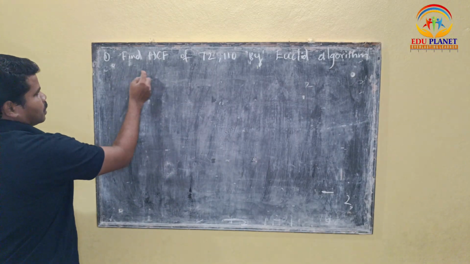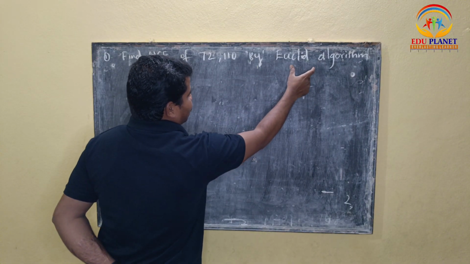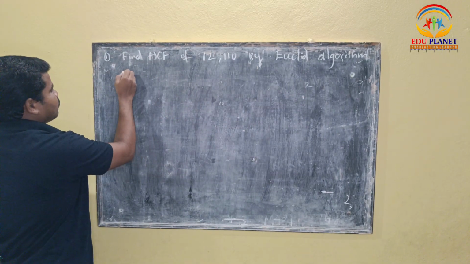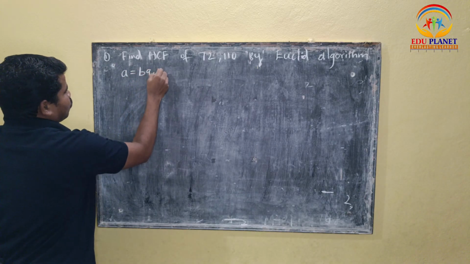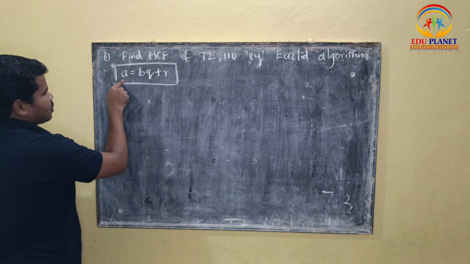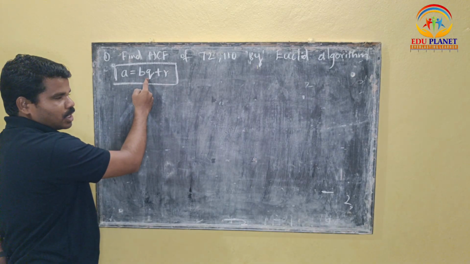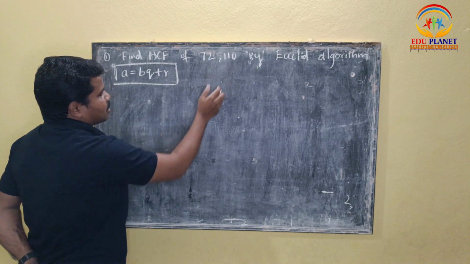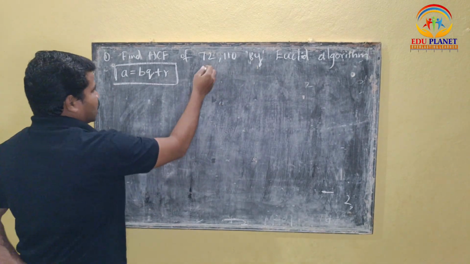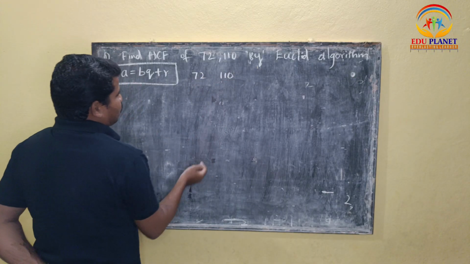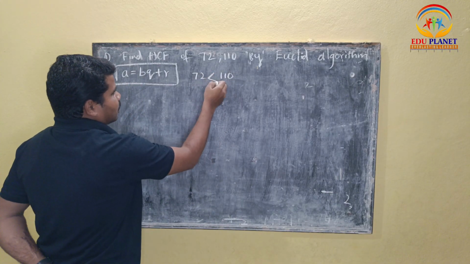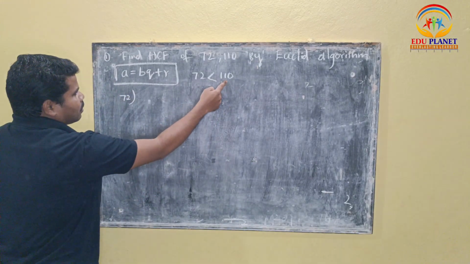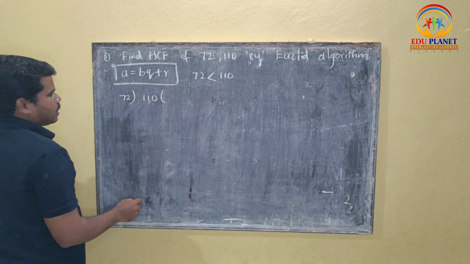See the solution. Firstly, in the question they have asked that we have to use Euclid division algorithm. What is Euclid division algorithm? A equals B into Q plus R. Here A means dividend equals divisor into quotient plus remainder. First of all, we have to decide in the given numbers which is divisor and which is dividend. See guys, 72 and 110, if I compare these two values, 72 is less than 110. So the smaller value we have to consider as divisor and the bigger value as dividend.